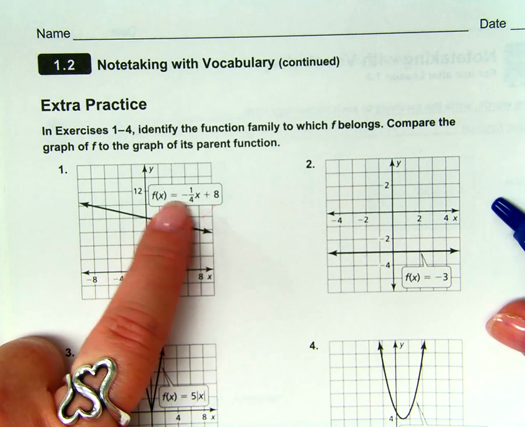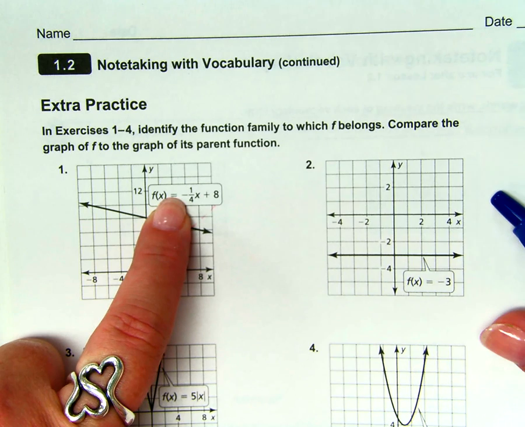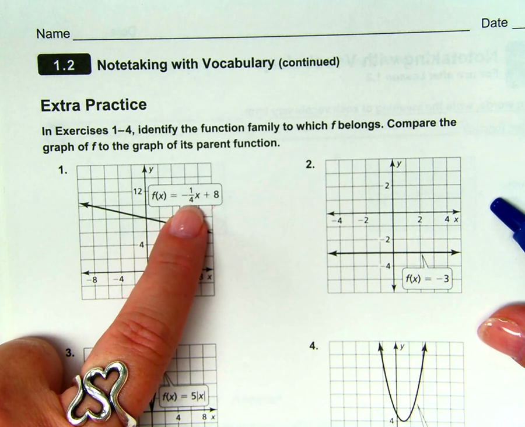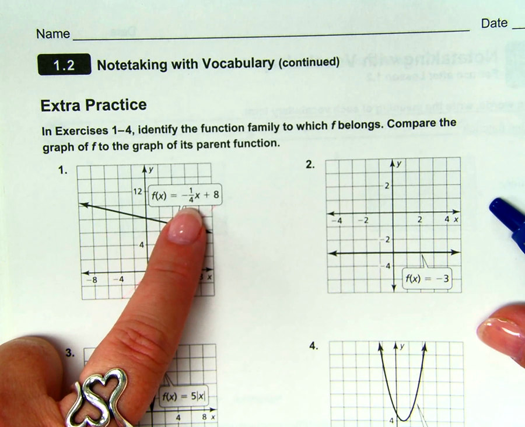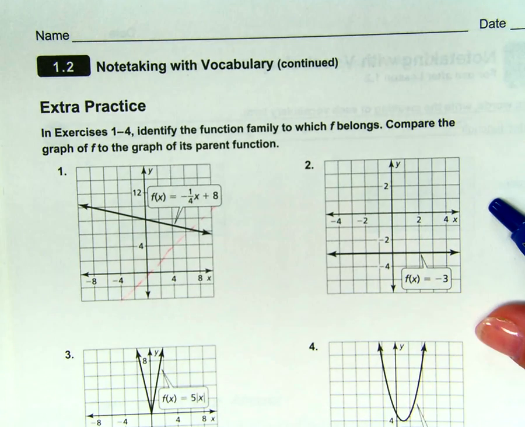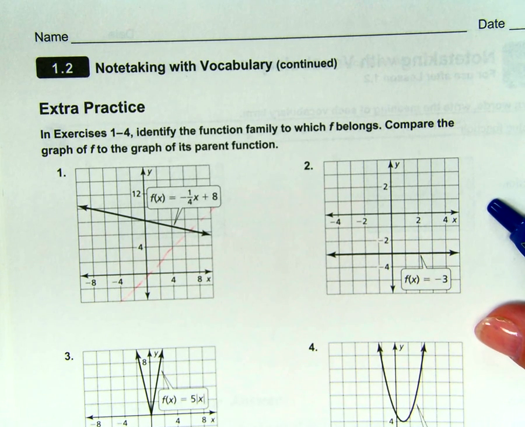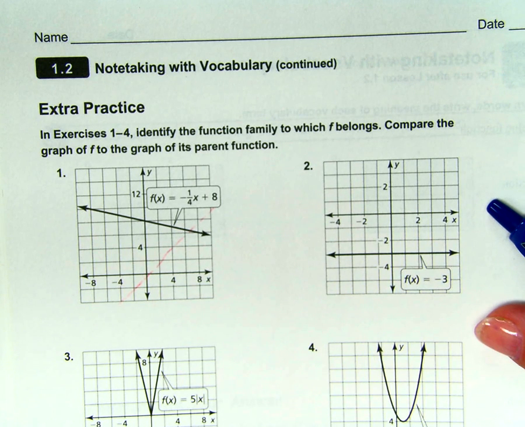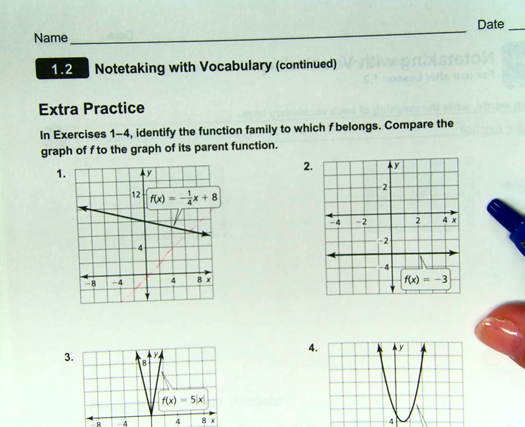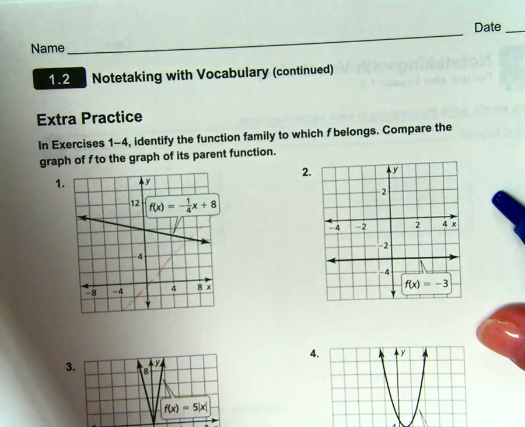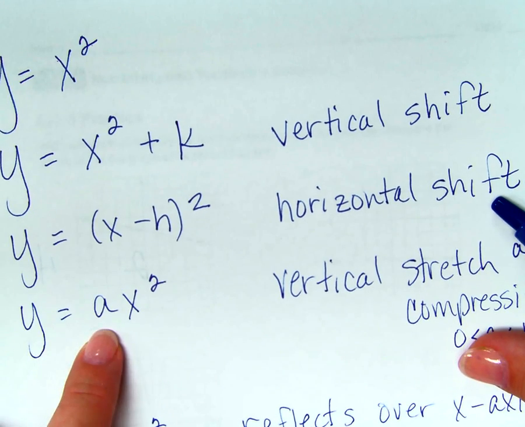So there's 2 things, right? There's a negative, and we know the negative causes a reflection. So that's reflected over the x-axis. And then we've got this fraction, 1/4. So it's also a compression. Vertical compression. And so what we say is vertical compression by a factor of 1/4. Okay? Vertical compression by a factor of 1/4, because the 1/4 is the multiplier. It's the number in front of the x. Okay? Based on our notes from just a second ago right here, that's our a value. 1/4 is our a value.